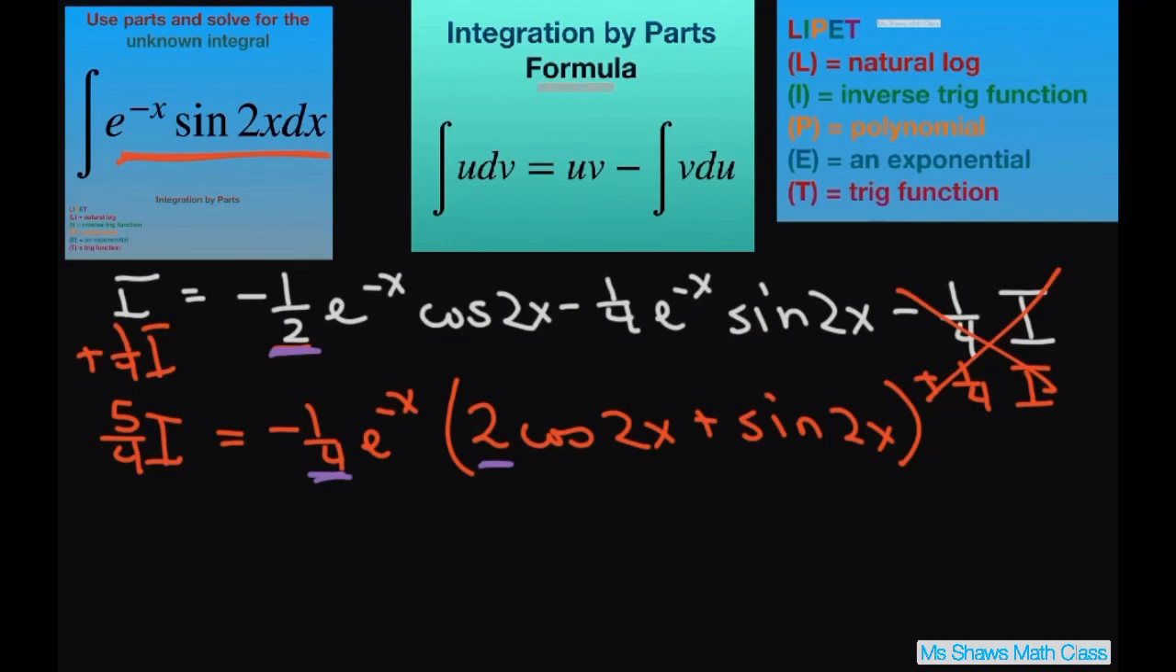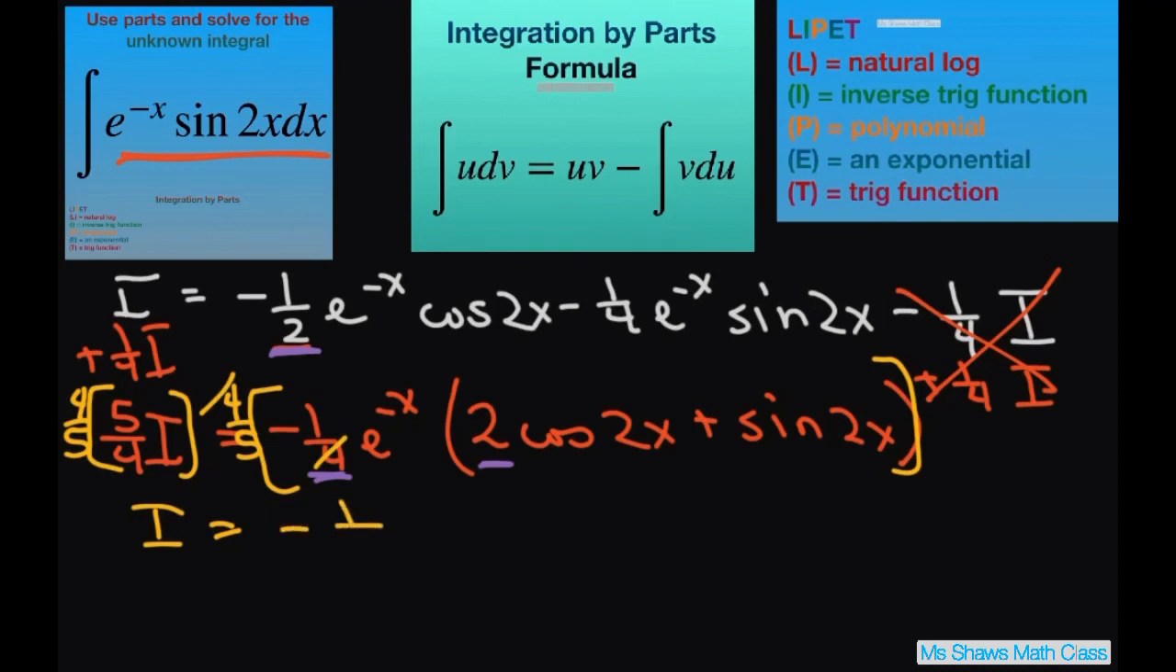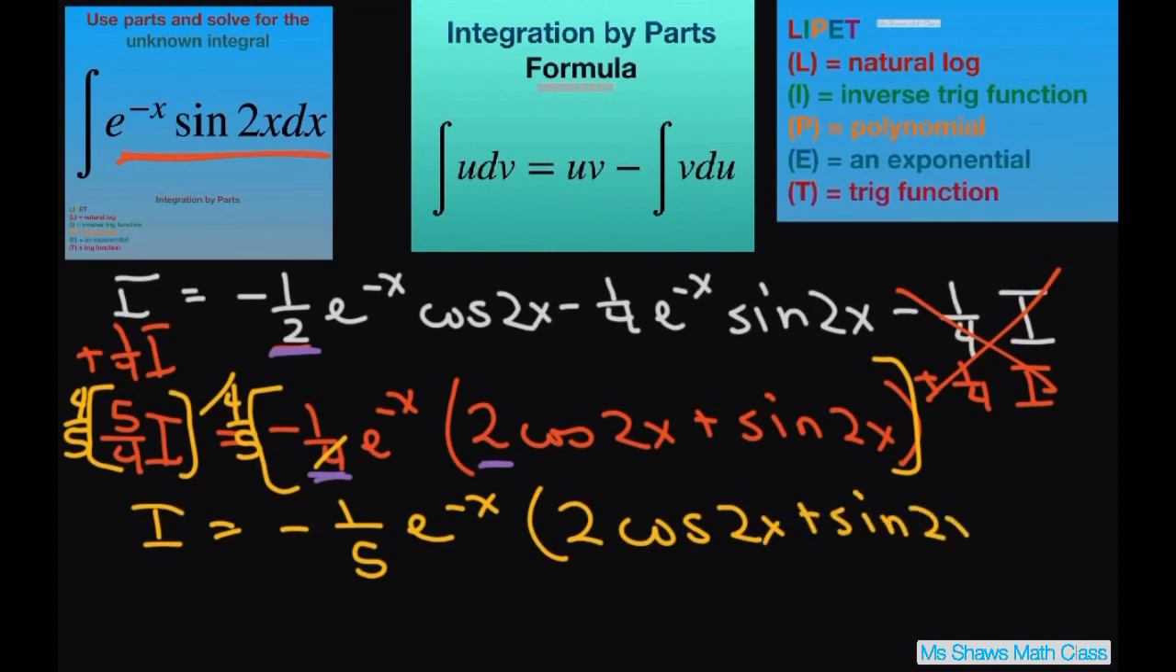Now we have to solve for our integral. So I'm going to multiply this by 4/5. That gives me my integral equals, and you're also going to multiply this by 4/5, so the 4's cancel. You're going to get negative 1/5 e to the negative x times 2 cosine 2x plus sine 2x plus c. And this will be your final answer.